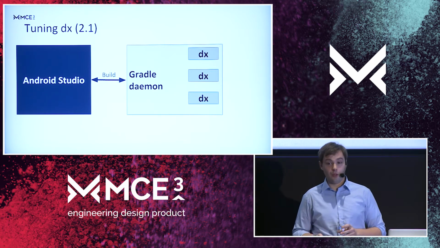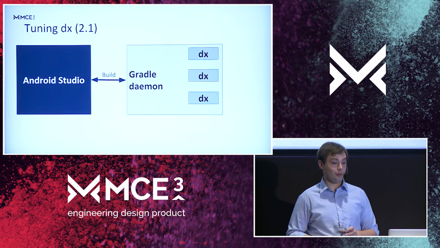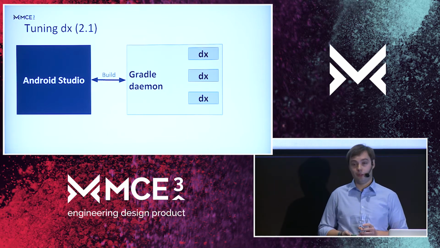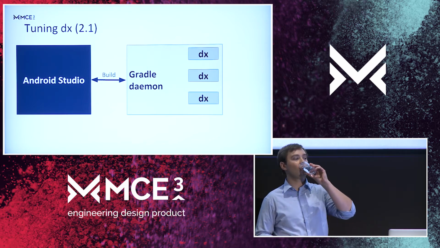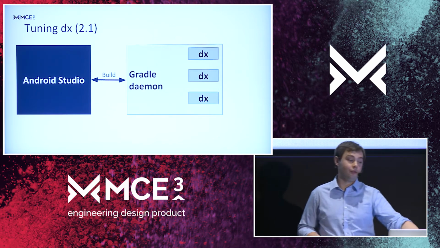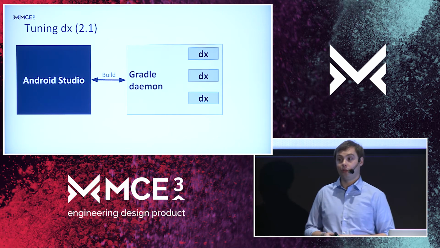And in general, I highly recommend you actually try it out in 2.1. Dexing in process can speed up build times up to 10 times, so that's really noticeable. Please also give us feedback if that works for you or if it doesn't work for you for some reason.